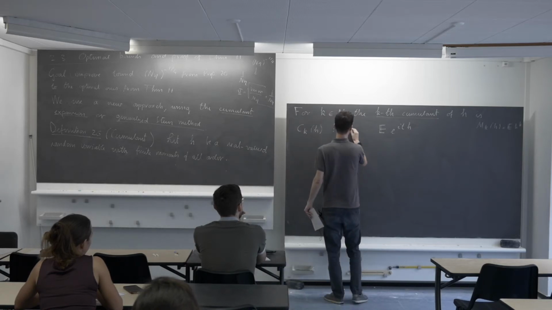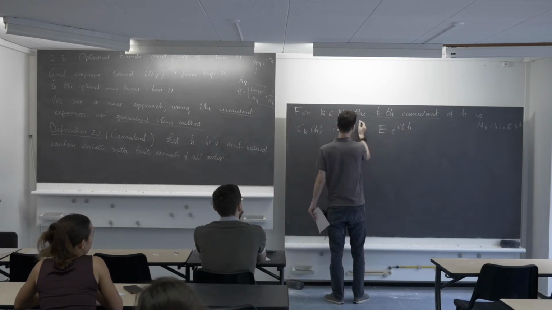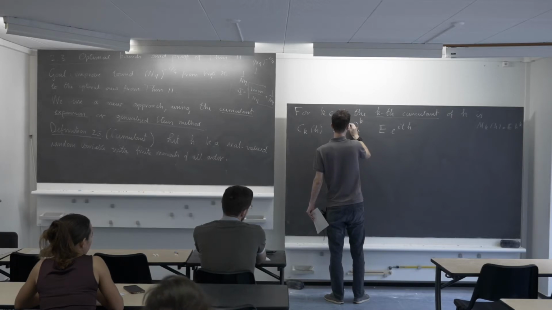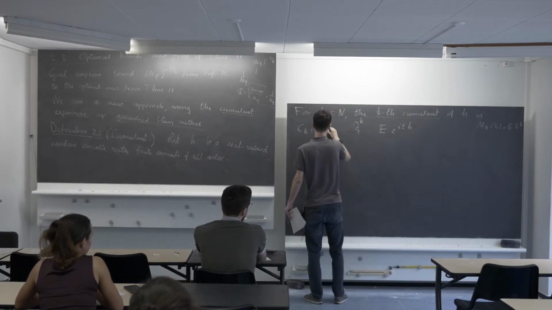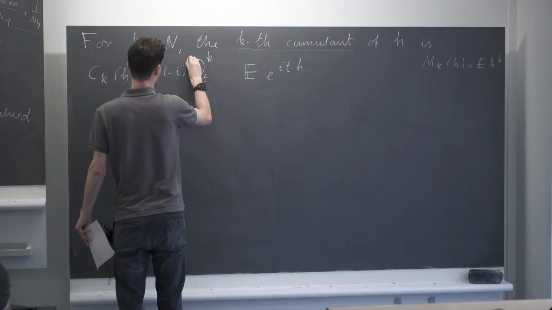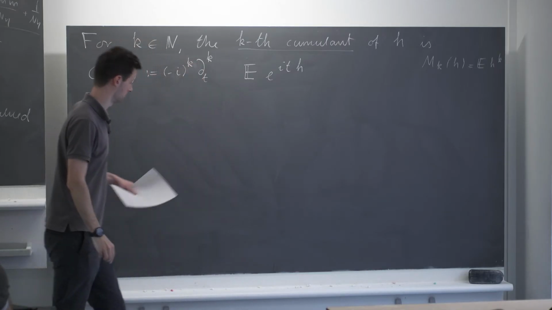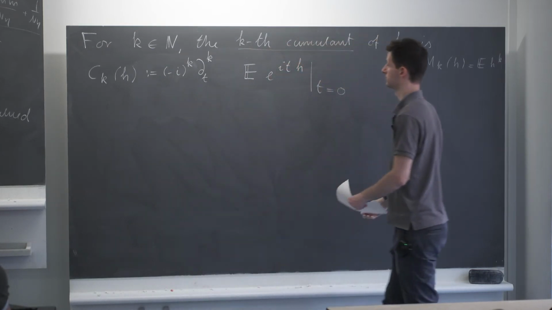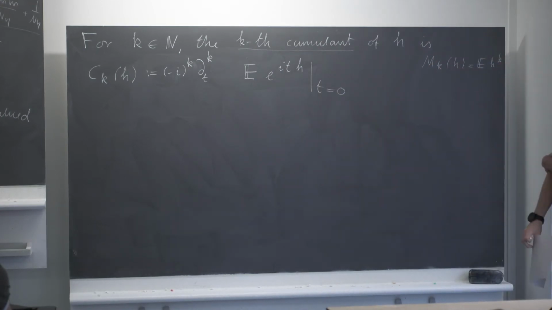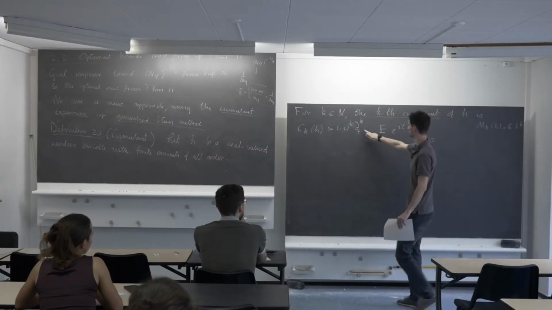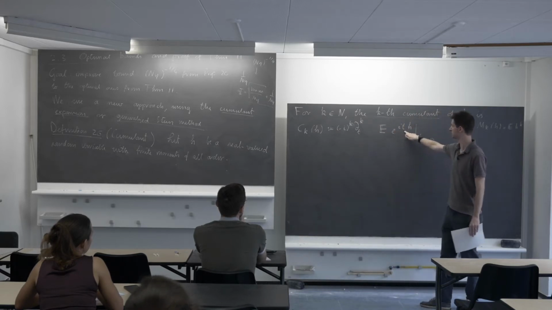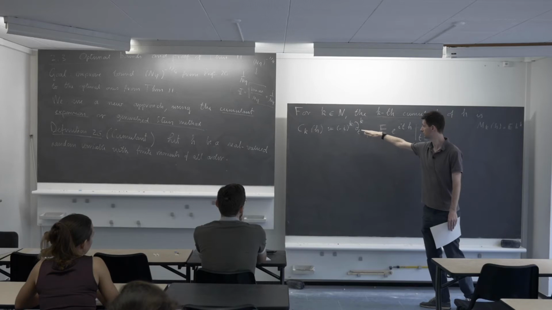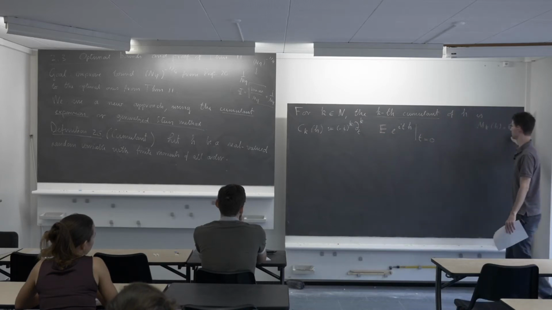So how do you get this kth moment? Well, you differentiate in t k times, and then to compensate for these factors of i, you have to have a minus i to the k. Okay, this is clear, right? So if I differentiate this guy k times in t, I multiply with minus i to the k, and I set t to be 0, I get precisely that.